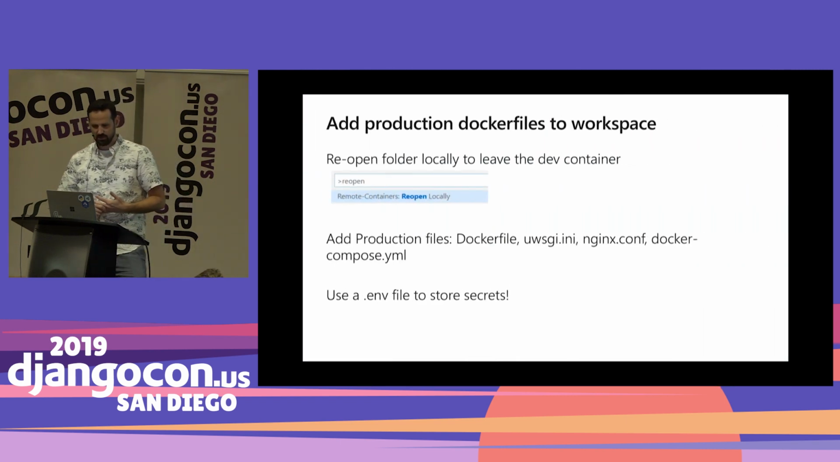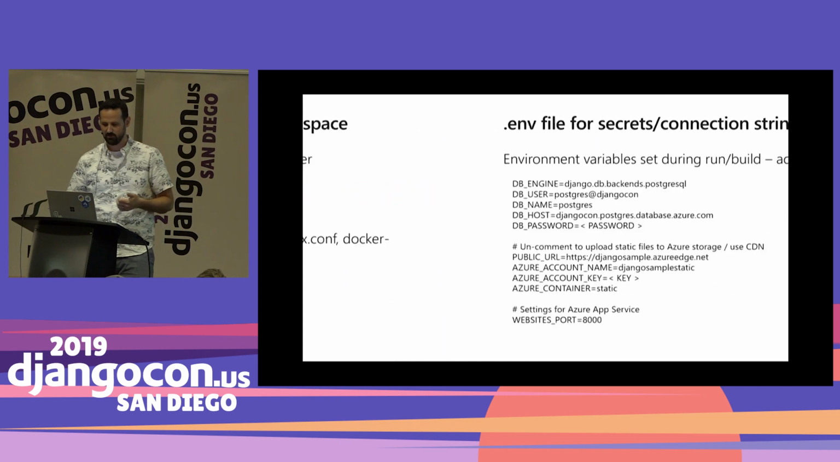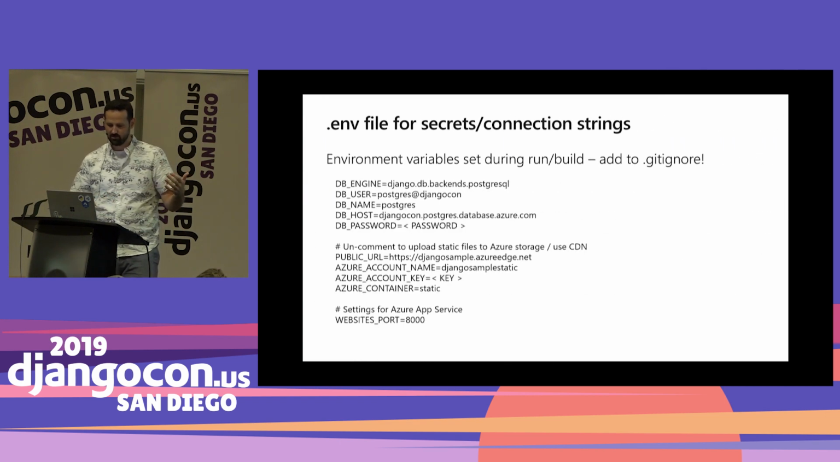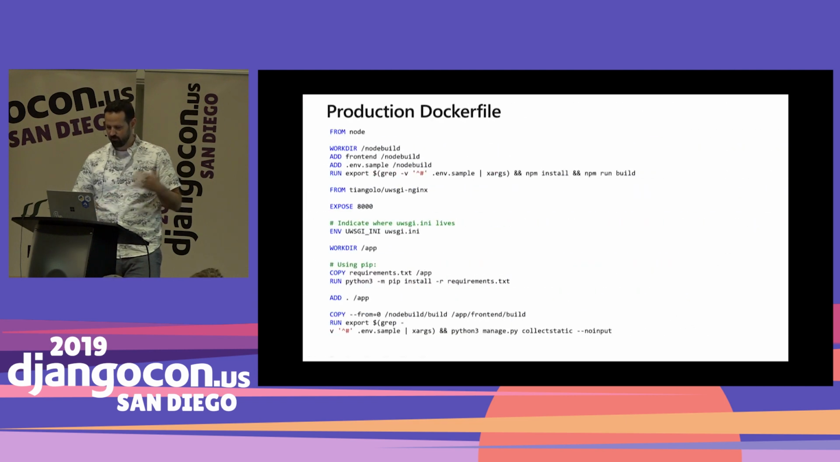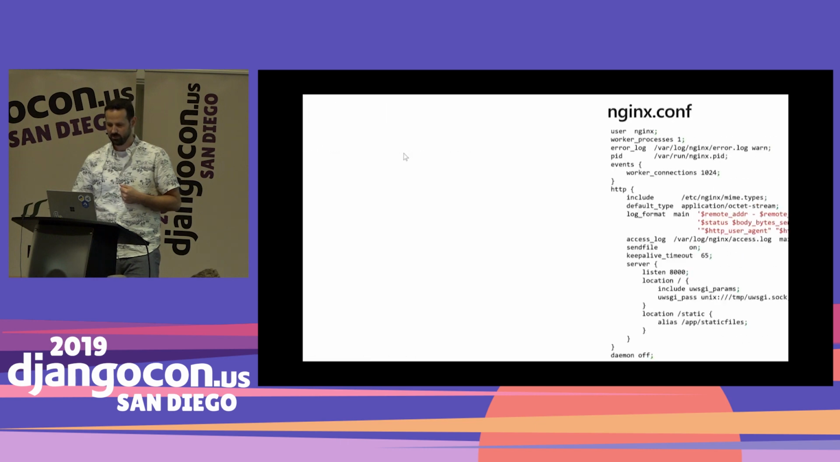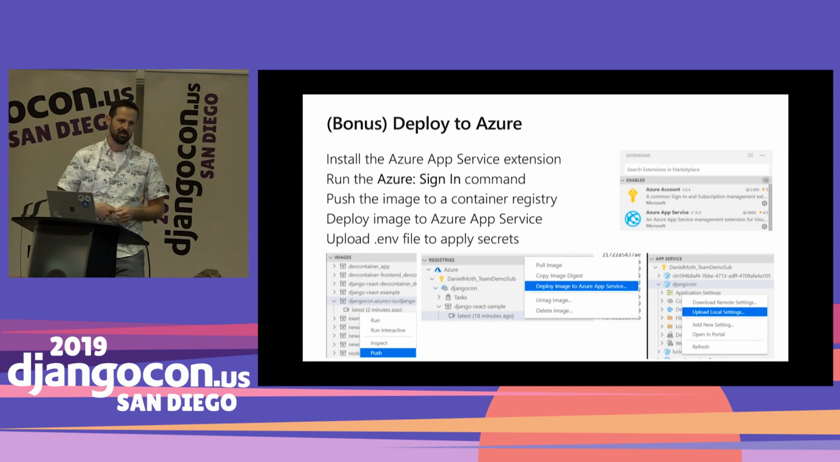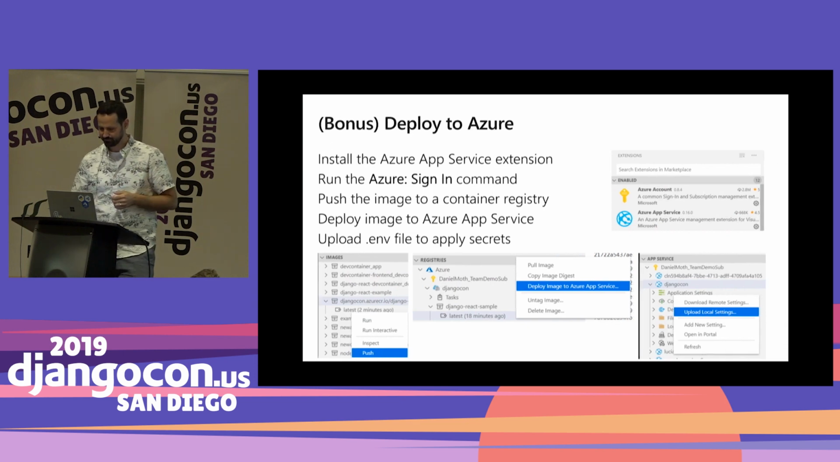Okay, so just a quick recap. We reopened the folder locally, we added some production Docker files, and we stored our secrets in a .env file. That's an example of what that .env file looks like with my passwords and key removed. And I walked you through those production Docker files, and there's the configuration for the WSGI server, and that's what picks up the WSGI app for Django. And then once we have this container built, you can easily just deploy it up to Azure by using the Azure App Service extension that we have, but that's a bonus. I don't have time to walk through that today.